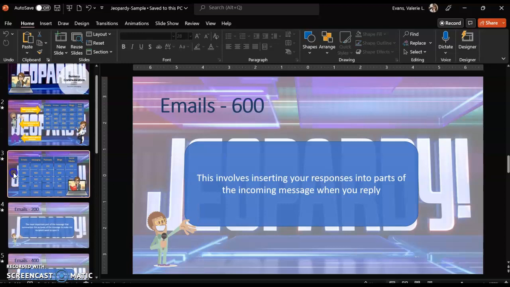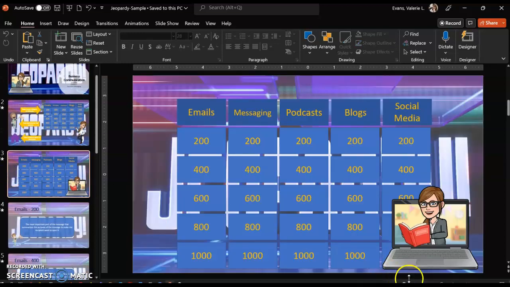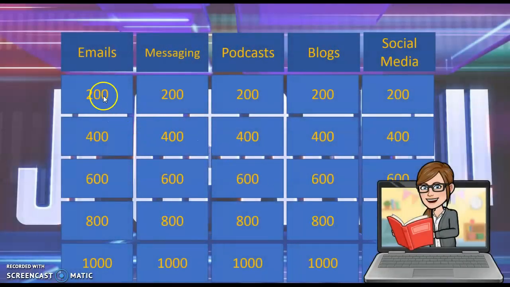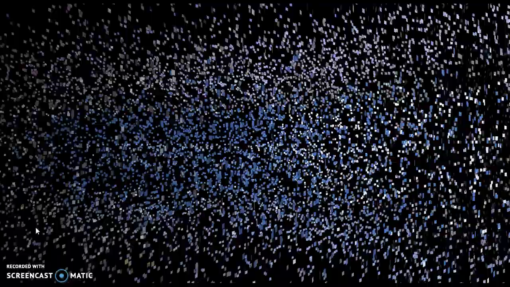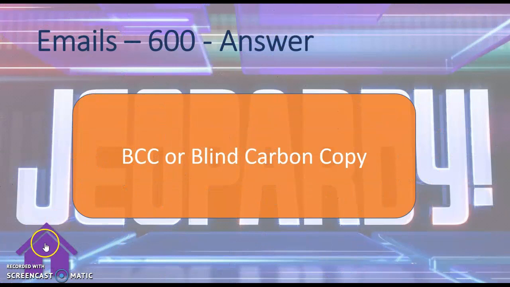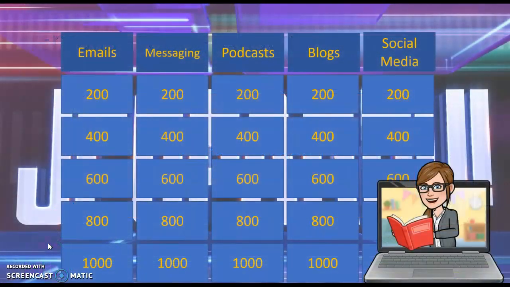So let's take a look at how this is going to work. Emails for 600. It is going to my 600. I'm clicking my game show host. And then my answer. I'm back home. And all of my hyperlinks worked.